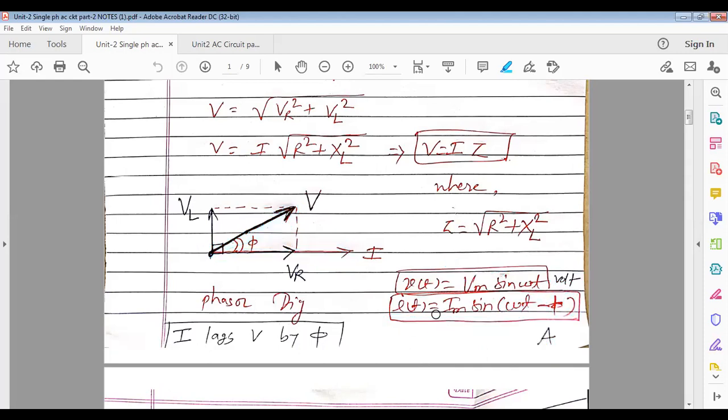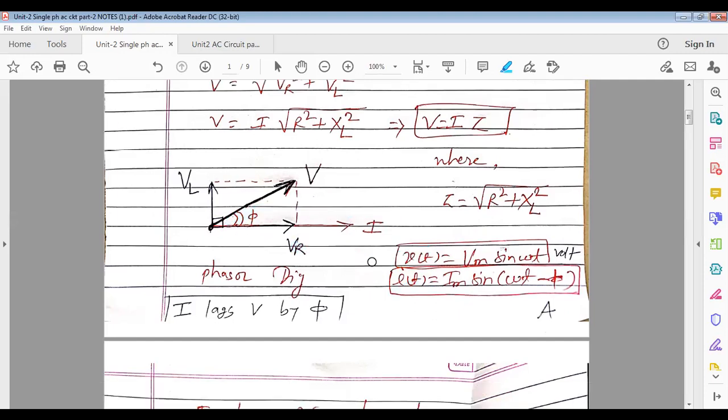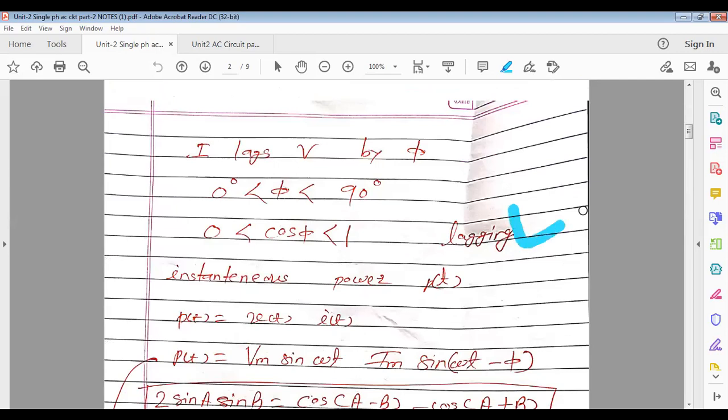Okay. If it's a series RL, and the instantaneous voltage equation is V of t equals Vm sine of omega t, then the current equation will be I of t equals Im sine of omega t minus phi. Because as it's a series RL, current lags voltage by some angle phi, which is between 0 and 90 degrees. So this is about the instantaneous voltage equation and current equation. The current equation we have written from the phasor diagram. Power factor we got, its nature also we have seen.